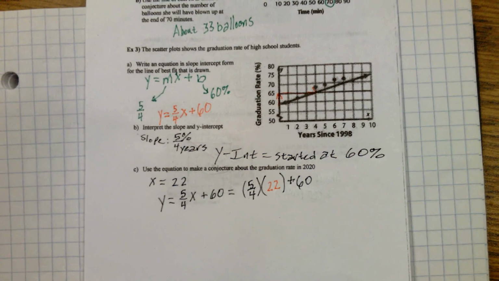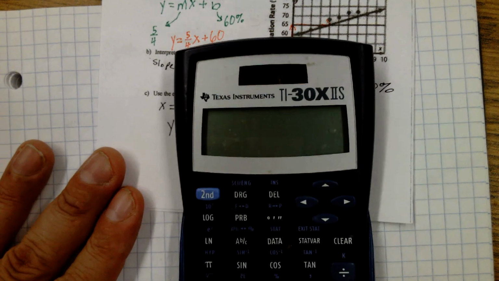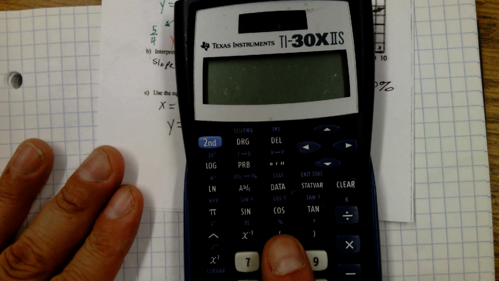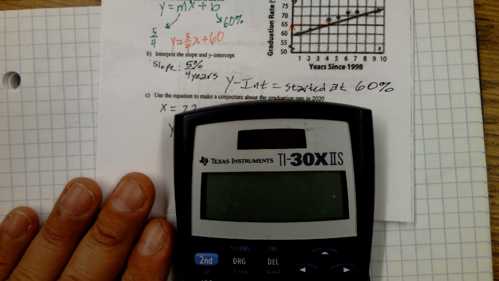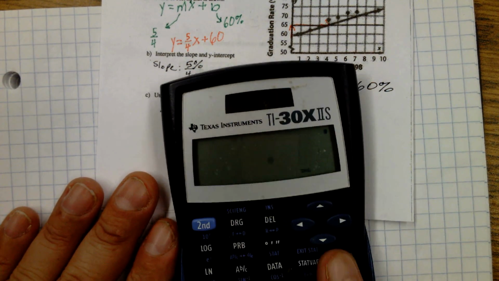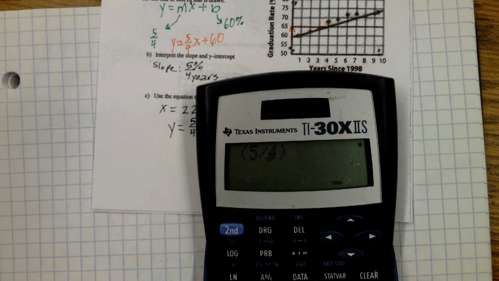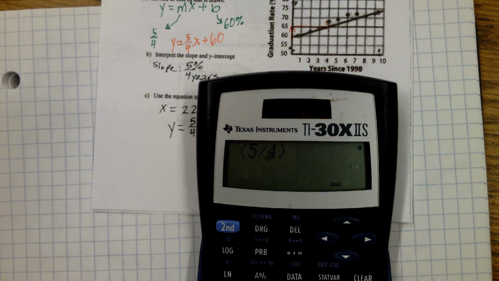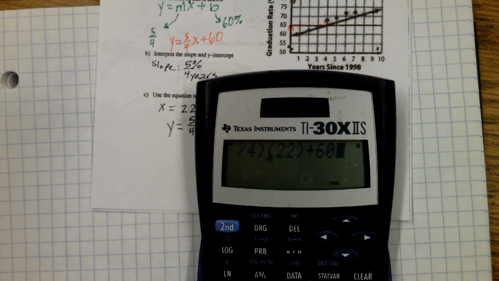So let's do that. On the calculator, we're going to put open parentheses. That's this button right here. Then 5 divide 4. Oops. So turn it on, clear it. If you need to, you might have to clear it. And then another parentheses. 5 divide 4. You should have 5/4. Close the parentheses. Then open another parenthesis. And then you're going to do 22. And then close the parentheses plus 60. And it'll do the whole calculation for you.